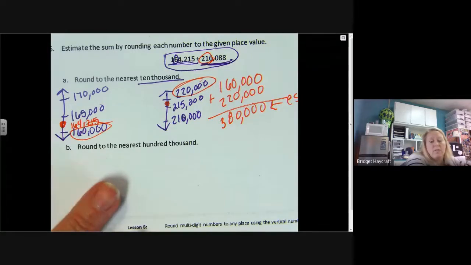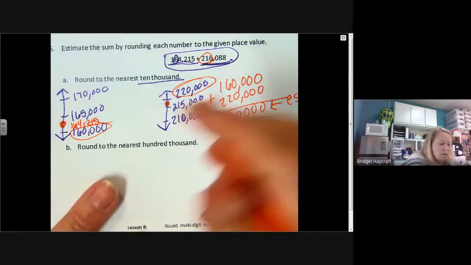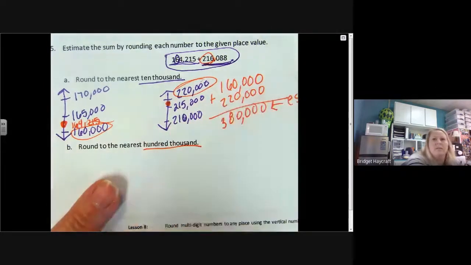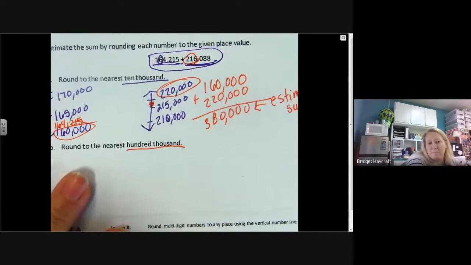All right. If you look down here to B, it's making you do the same thing. It's just making you round to the 100,000s place. Now, like I said before, I think we've got this. So I want to move on from math today.